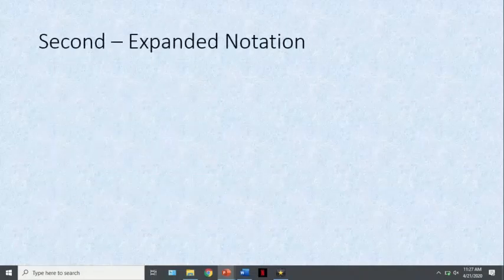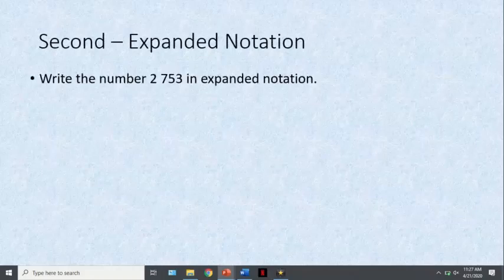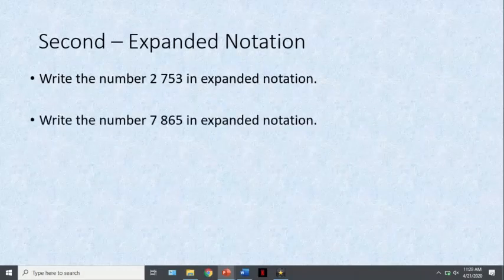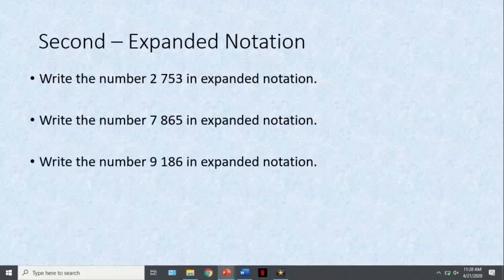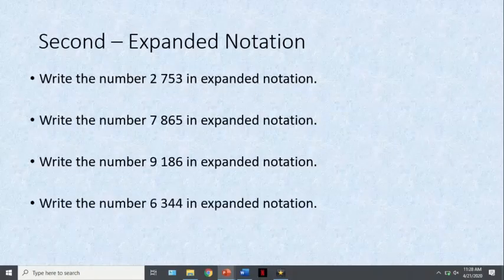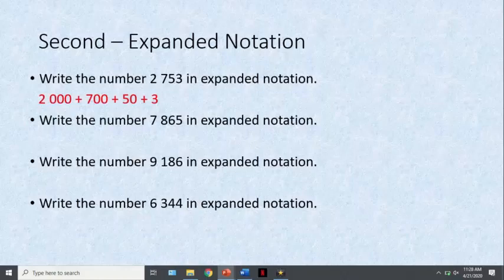Secondly, we need to know expanded notation. Write the number 2,753 in expanded notation. Write the number 7,865 in expanded notation. Write the number 9,186 in expanded notation. And finally, write the number 6,344 in expanded notation.